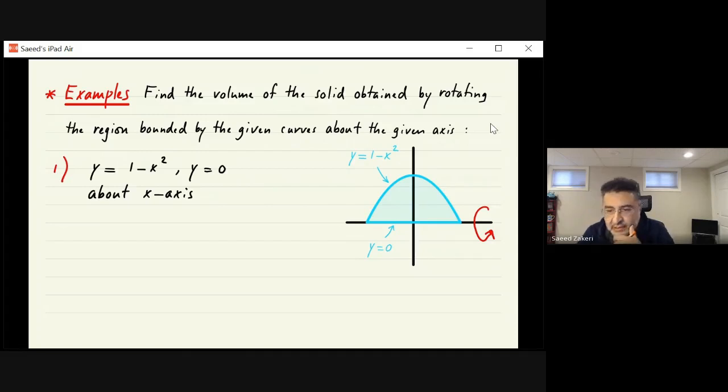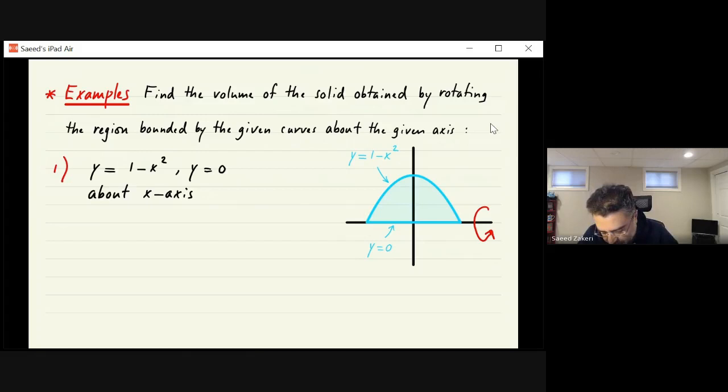So this is precisely the situation for the disk method. Remember, for the disk method, we have some function f and the x-axis. So the upper function is something like f. The lower function g is 0. And we are rotating it around the x-axis.